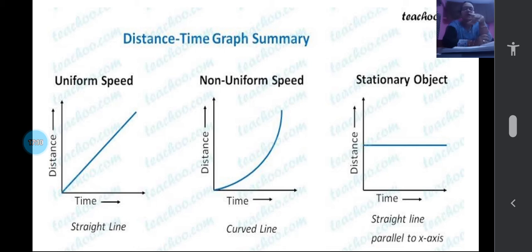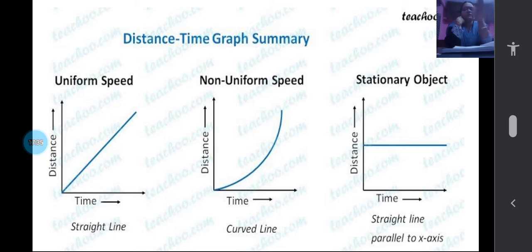So distance-time graphs, as again I repeat, how will you plot? On the x-axis, time should be taken. On the y-axis, distance should be taken, and you can take the scale as per the data given to you. 1 centimeter is equal to 10 minutes or 1 second, or as per the data for which we are going to plot the graph. Accordingly you will take the scale, and you have to start plotting.